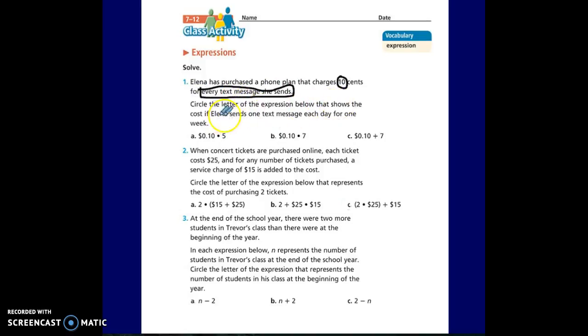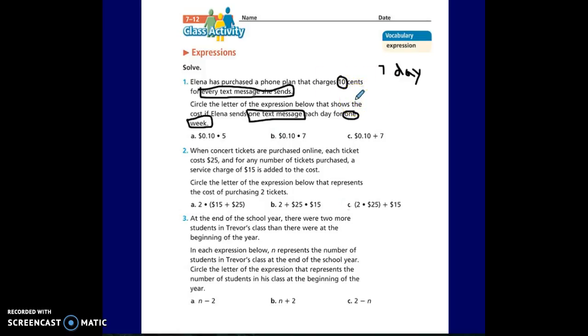Circle the number: the cost if Elena sends one text message each day for one whole week. Okay, there's a number there. One whole week. So first off, there's kind of a hidden question. We have to know how many days are in a week. We know that there are 7 days in a week, all right? And she sends one message each day. And how much do the texts cost? For each text, it costs 10 cents.